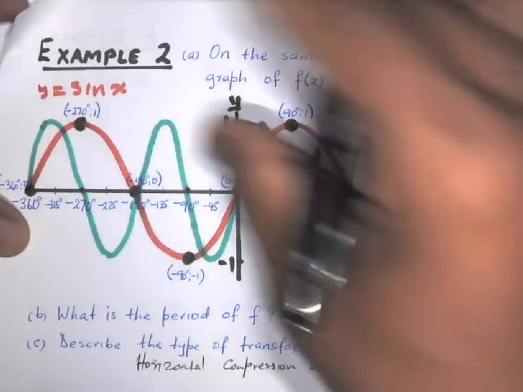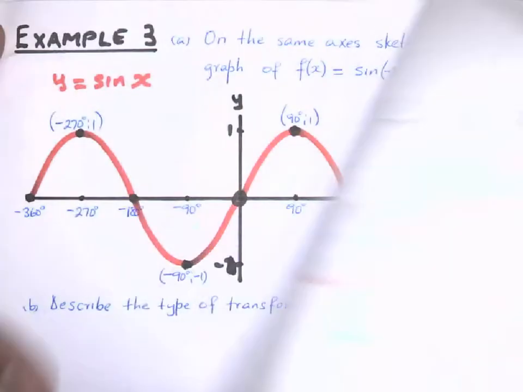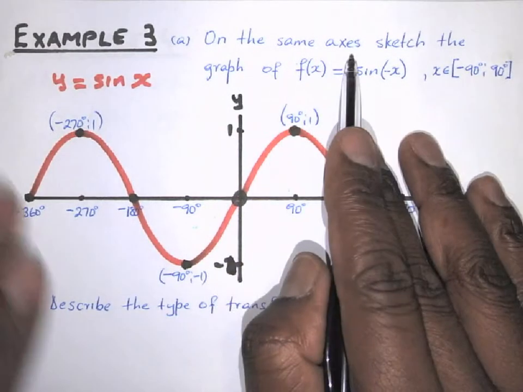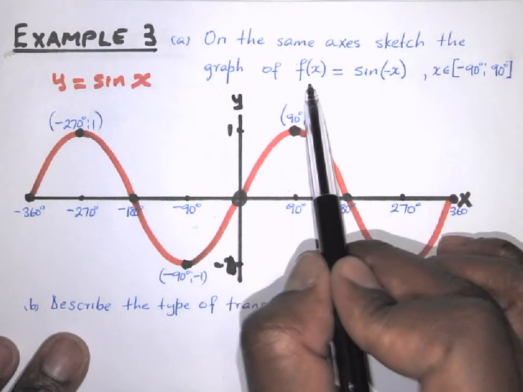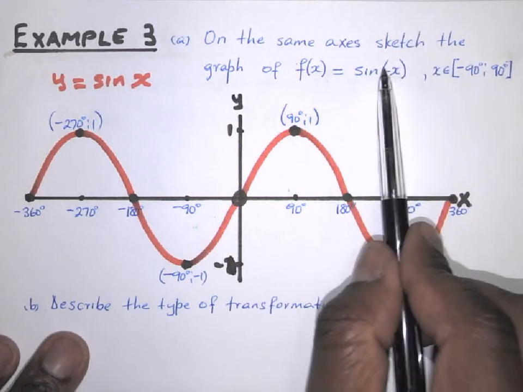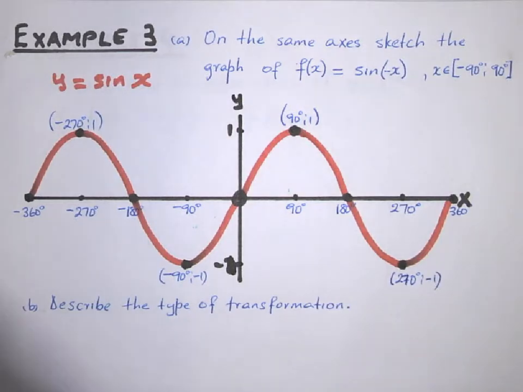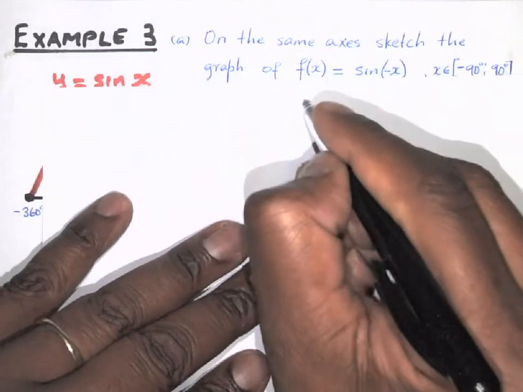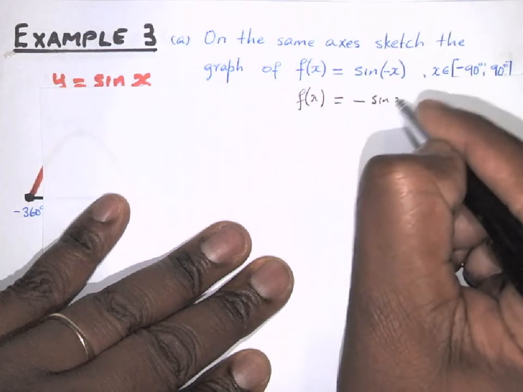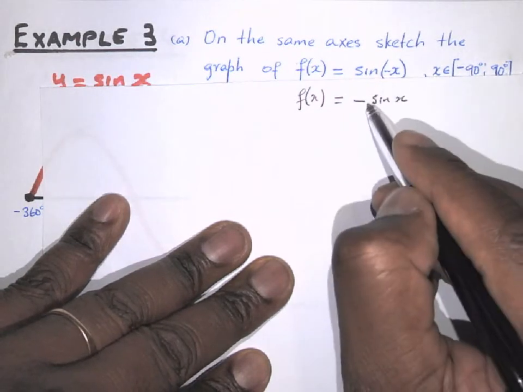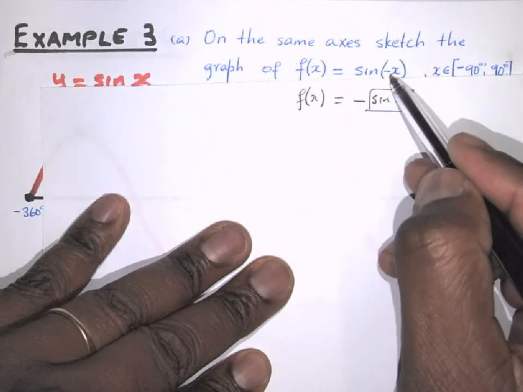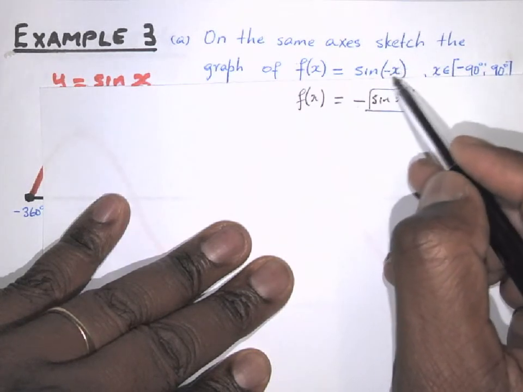Okay, let's look at another one. Here's another example. On the same axis, now sketch the graph of f of x equals sine of minus x. Now this is a negative x. Recall from the previous one that previously we had f of x equals negative sine x. This one we said we're multiplying the y values by a negative, but in this one we are multiplying the x values by negative 1.